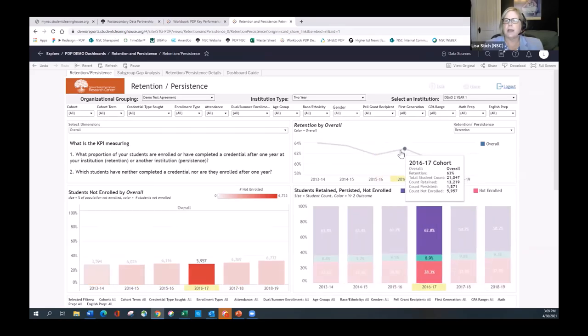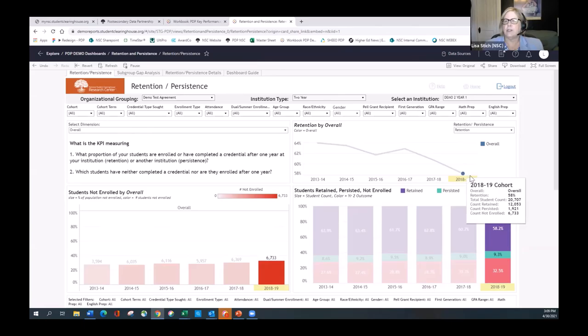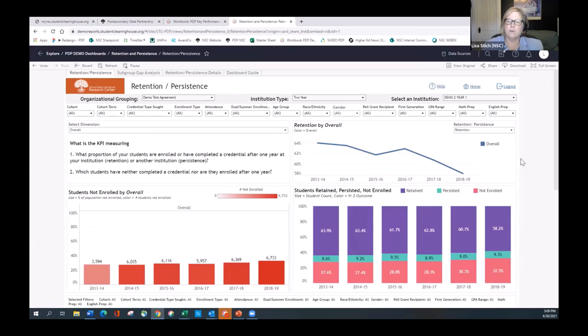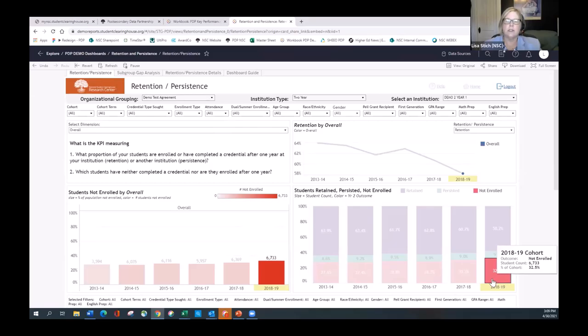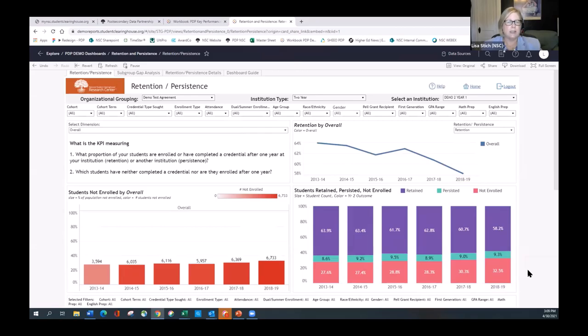You'll see here, this is my test institution. It's a 2-year institution. The retention rate is telling me about the percentage of students that have been retained over the past several years, and that percentage is going down. It was almost 64%, and now it's down to 58. This little green bar in the middle is that group that persisted, and it looks like it's inching up, the percentage of students that are persisting elsewhere, as well as growth in this third column, which is students that are no longer enrolled.